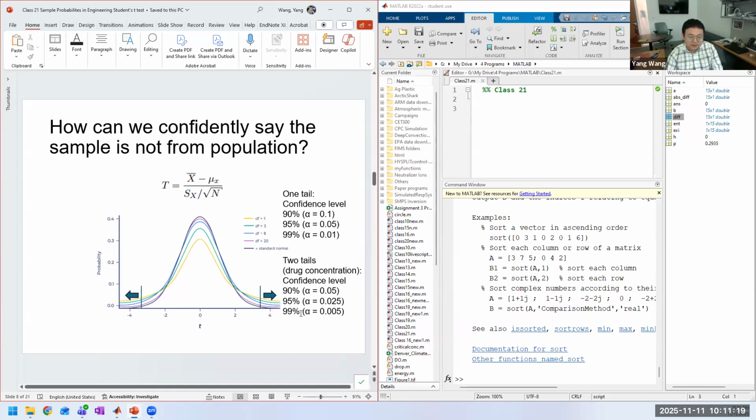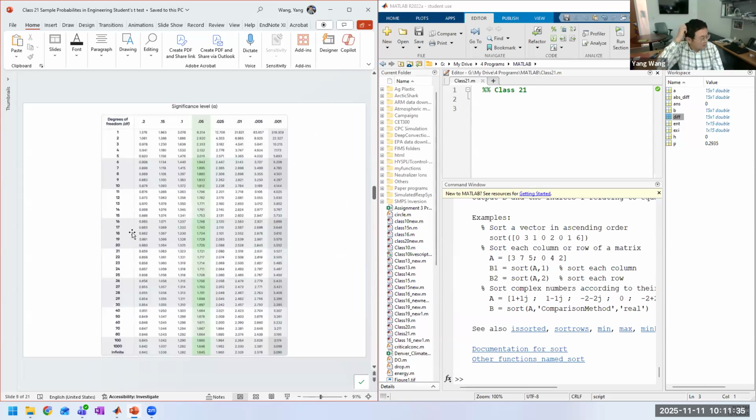So similar thing, if it's 99% confidence level, right? Basically we need to further push to the left or right, and the area represents 0.005, okay? So then we talked about this critical T. So how do we find the critical T? We could be using this t-test table here, right?